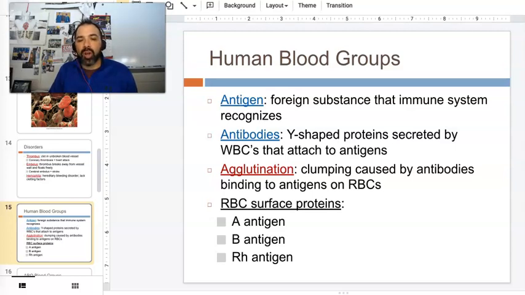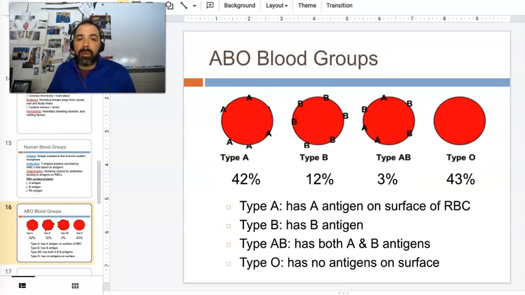And what really determines the clumping and what kind of antibodies will be produced is that there's an A antigen, a B antigen, and an RH antigen. So when we talk about our ABO blood groups, these are the percentages. So type A, type B, type AB, and O. As you can see on the surface, type A has A antigen, type B has B antigen, AB has both, O has none. And that's why O is the universal donor, because anybody can take O blood; the immune system is not going to be prepped, or there's nothing for the immune system to react to. AB is the universal receiver because they can receive all types. So as I said, A has A antigen, B has B antigen, AB both, and O has none.